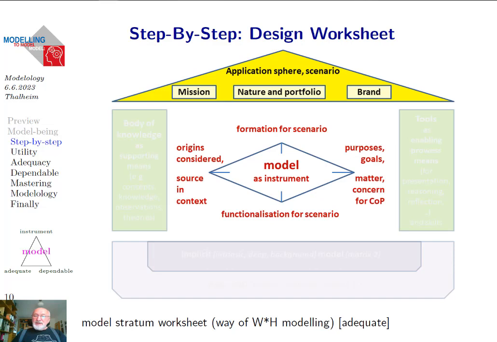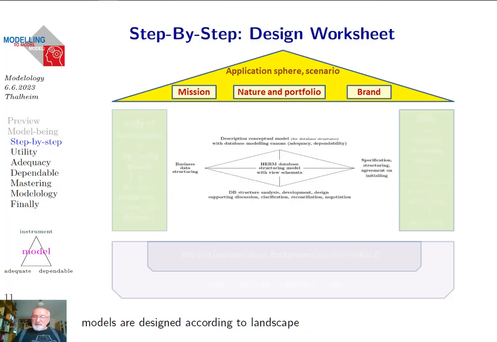The second step would be that we say, okay, fine, then we need to have a model. It is somehow formed for this scenario. It should function in this scenario. It should represent something like origins, of course, in the context, and it should be used for some concern in the community of practice, somehow have a profile that is useful for our way. That means in this case we have something like a worksheet for developing a model.